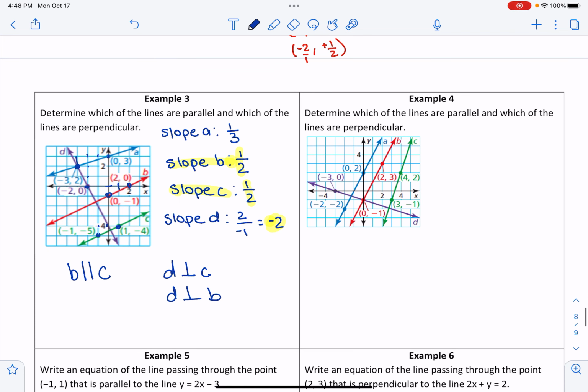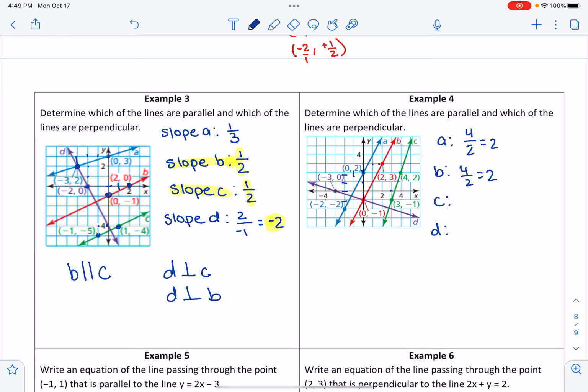So for example 4, again, we're going to calculate our slope starting with A, B, C, and D. So A has a slope of 1, 2, 3, 4, rise 4, run positive 2. So A has a slope of 2. B has a rise of 1, 2, 3, 4, run 1, 2, again 4/2, so 2.